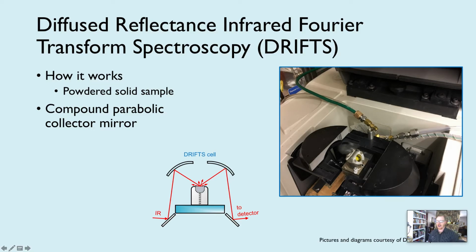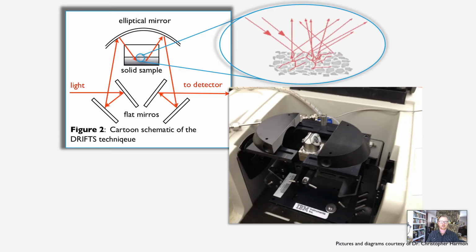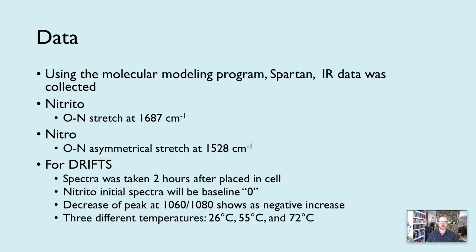So you can see how that's yellow. That's not a yellow sample. That's actually a yellow optic, a yellow zinc selenide optic. Okay, so here's another picture.